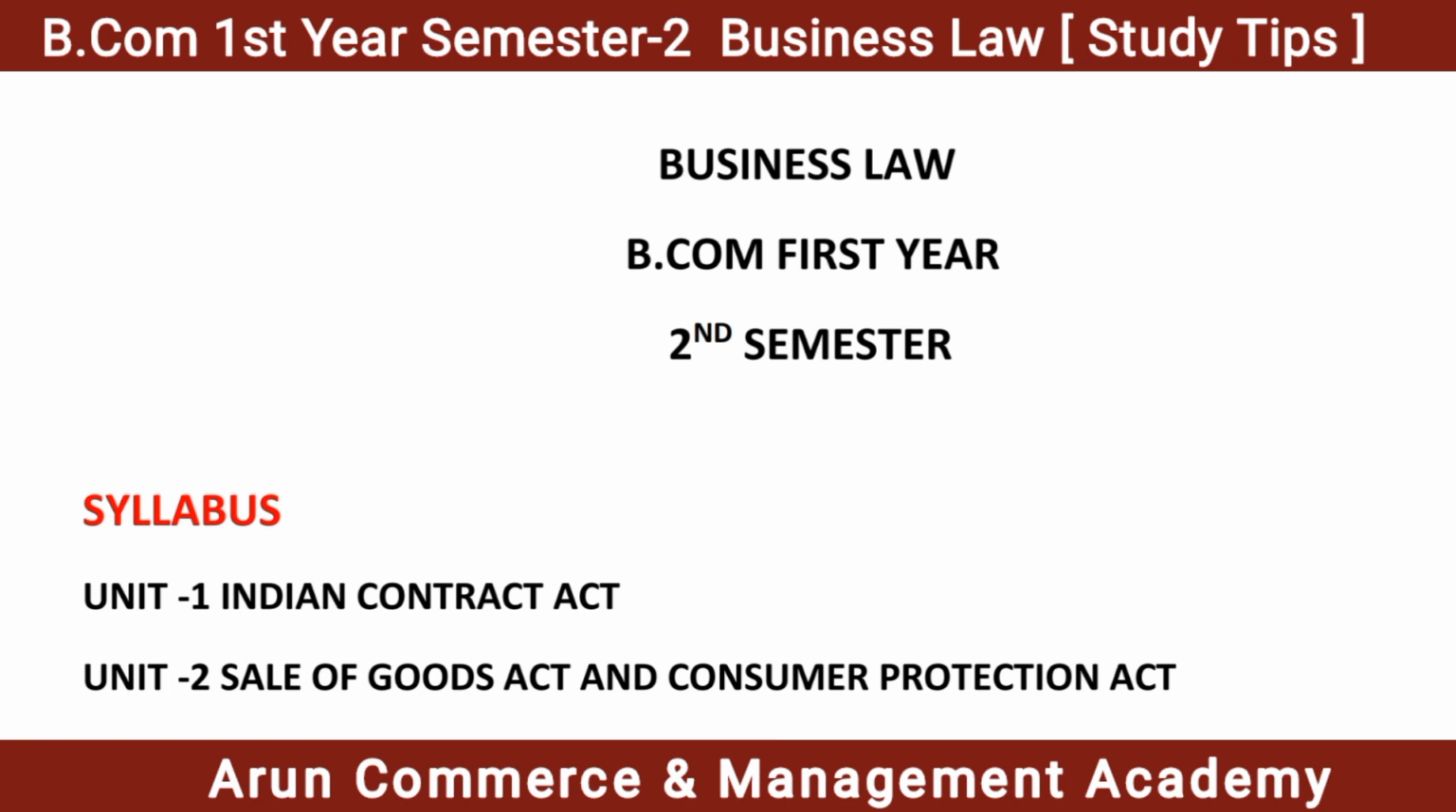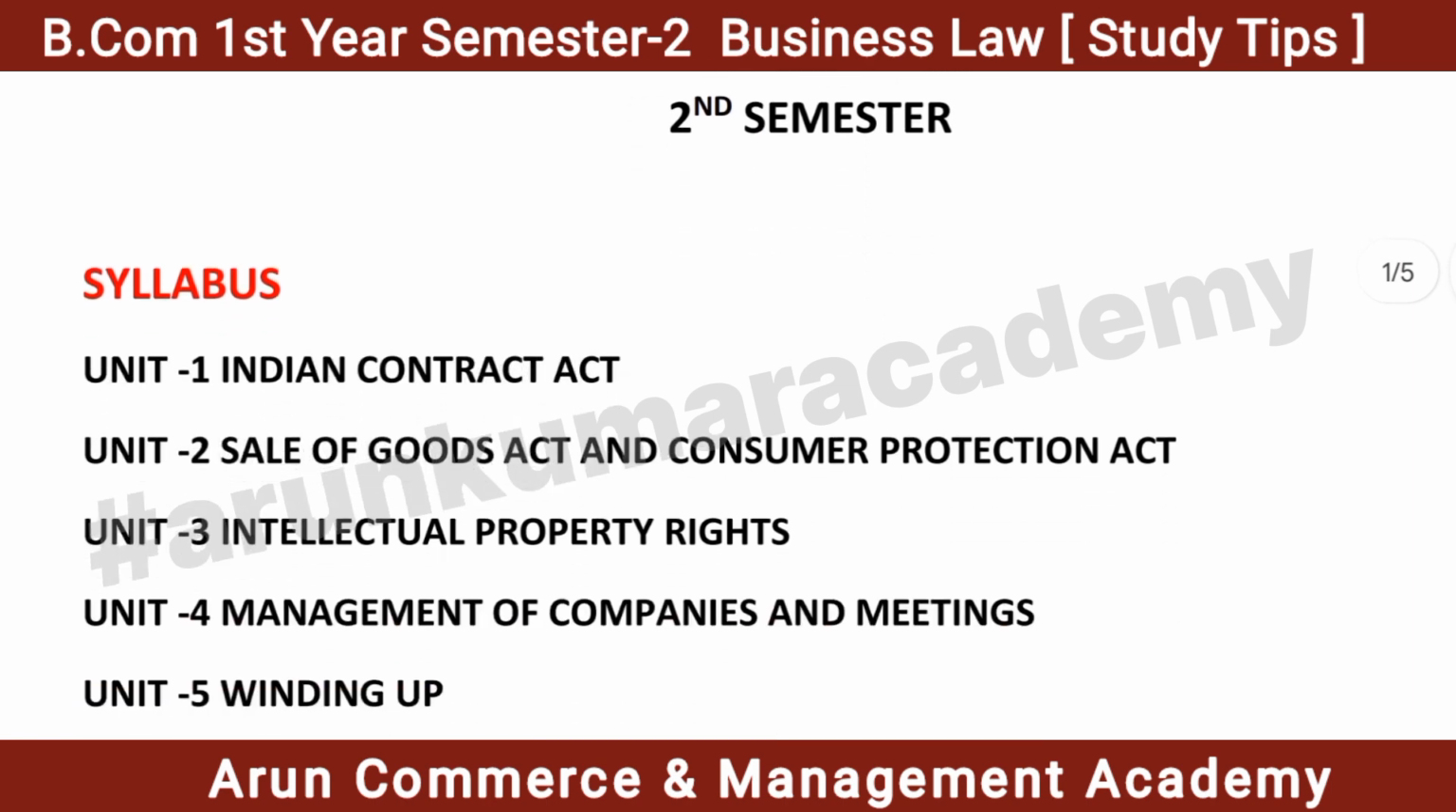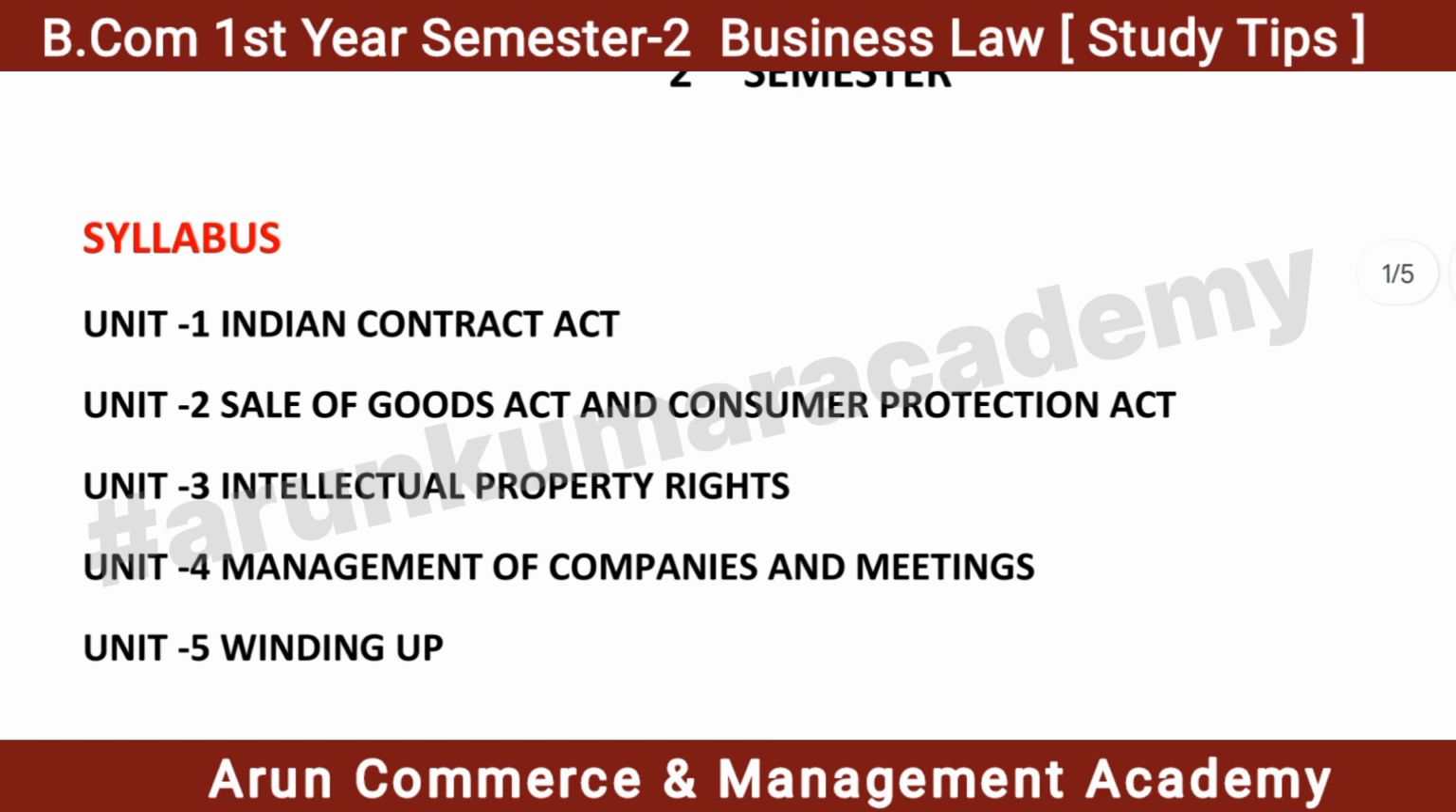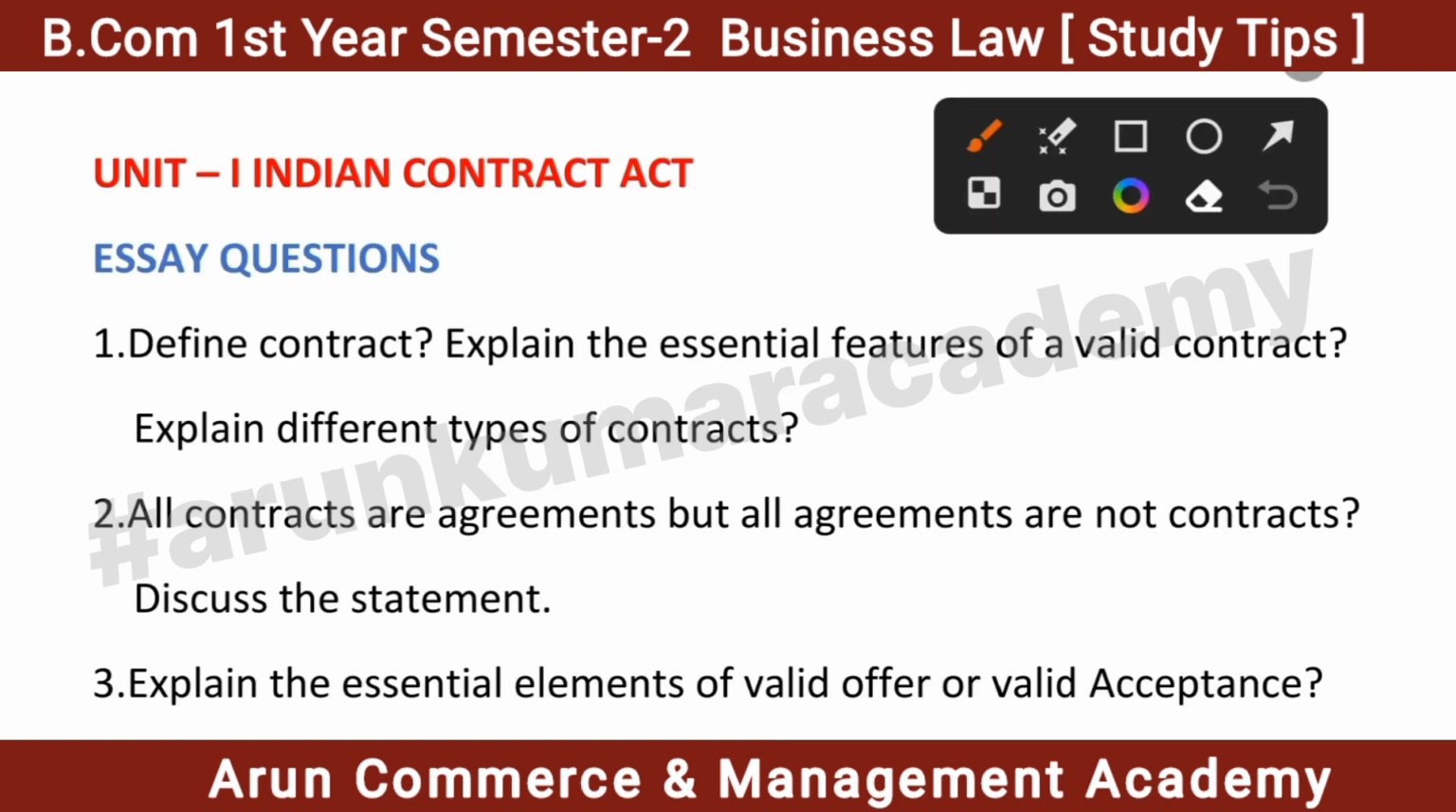This business law contains 5 units. Unit 1, Indian Contract Act. Unit 2, Sale of Goods Act and Consumer Protection Act. Unit 3, Intellectual Property Rights. Unit 4, Management of Companies and Meetings. Unit 5, Winding Up. The subject contains a vast syllabus and the topics are more, so please have a proper strategy for the preparation. From Unit 1, that is the Indian Contract Act, you need to prepare topics like essentials of valid contract and types of contracts.